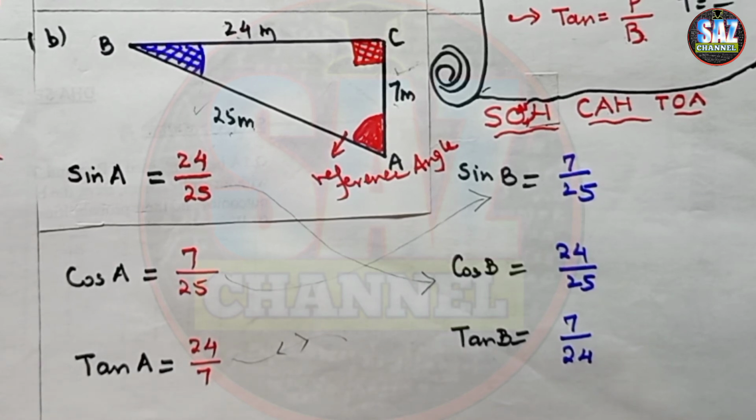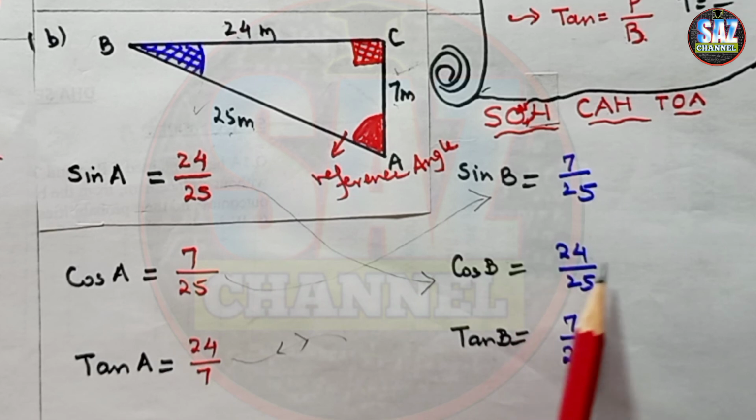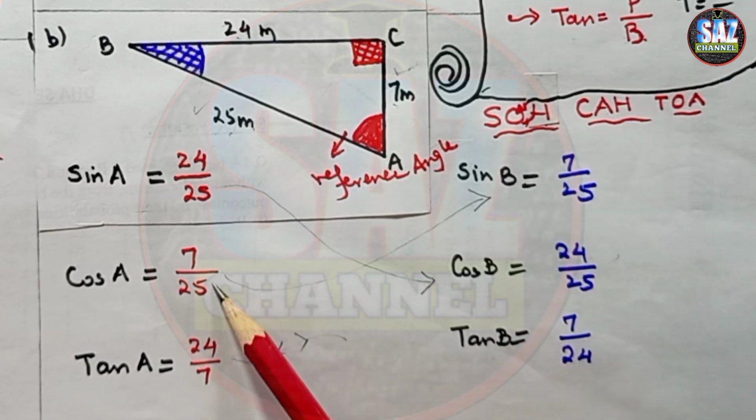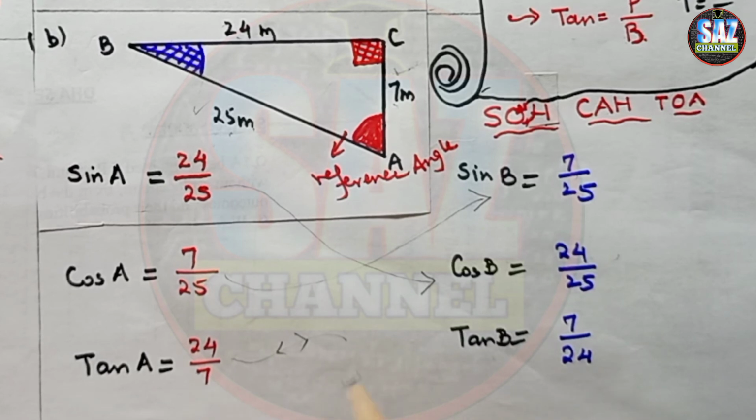Now look. The sine of the first angle and the cos of the second angle are equal, and the cos of the first and sine of the second are equal. And for tangent, we are flipping the fraction. I hope you are clear about this lesson.